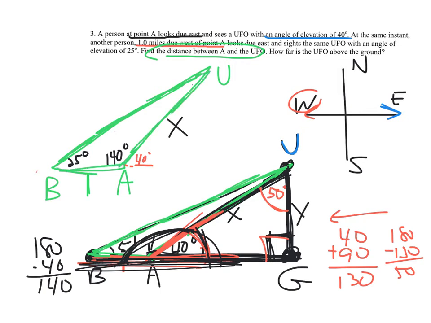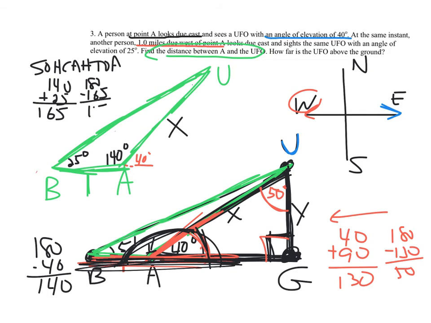And now I'll go through my checklist. Is this an example of SOHCAHTOA? Do I see a 90-degree angle? And the answer is no. I have 140, I have 25, so they add up to 165. And then if I go 180 minus 165, that gives me 15 for this skinny little angle up top there. So I don't have a 90-degree angle, which means I'm not going to be using SOHCAHTOA.